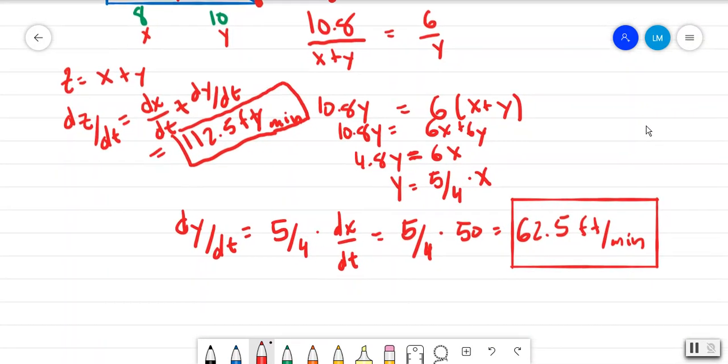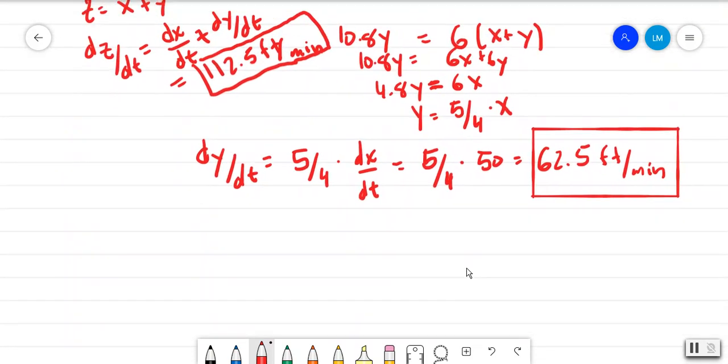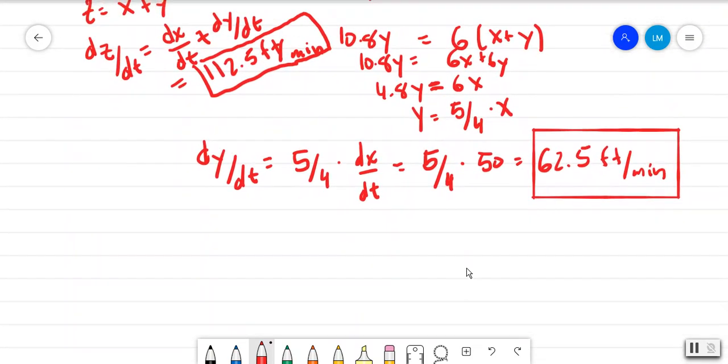Okay, so the main thing that you should take away from related rates is that you always want to draw a picture, find an equation, and then differentiate that equation, and then substitute the given values so that you can find the unknown value or whatever you're trying to look for.